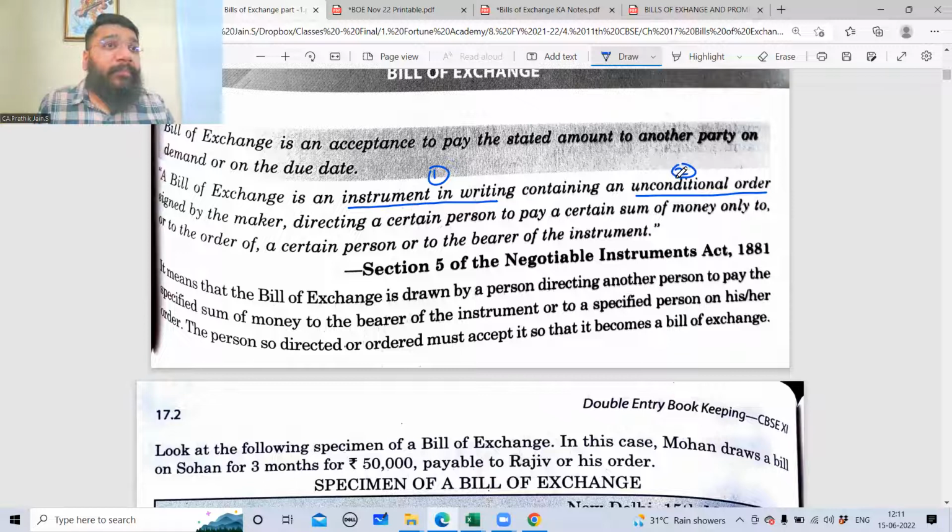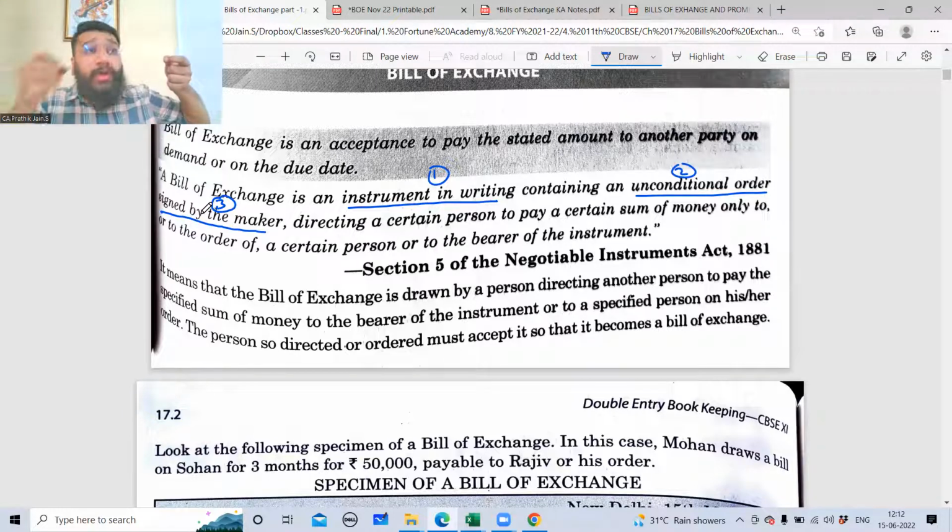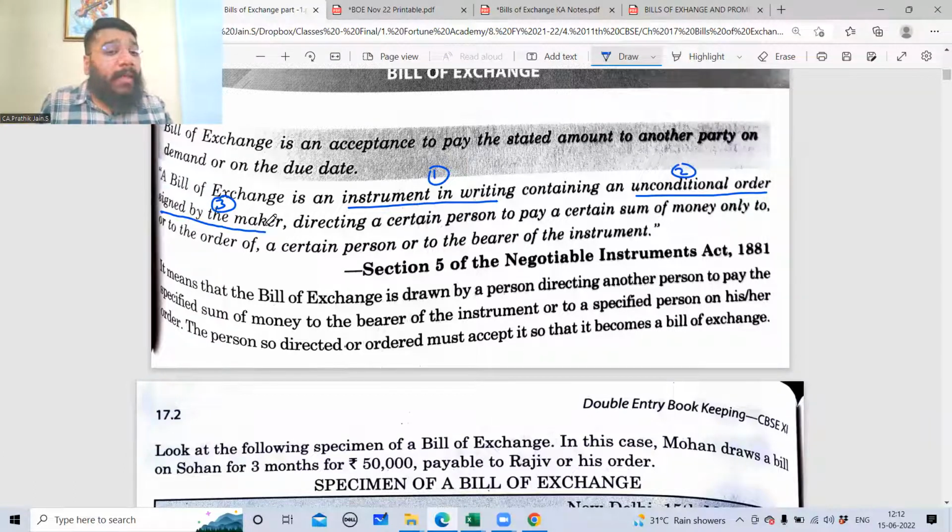Unconditional means what? The opposite customer cannot put a condition that I'll make you the payment, but you should do this, but you should do that. That condition he cannot place. So this is an unconditional order. Who's giving the order? Seller is giving an order to the buyer, and the buyer cannot put any condition. Third, it has to be signed by the maker. Who is the maker here? Seller is the maker. So he has to sign. Why is he signing? Because he is preparing the bill of exchange. So I need to know who has prepared it. The person who has prepared the document, he has to sign it. So it has to be signed by the maker.